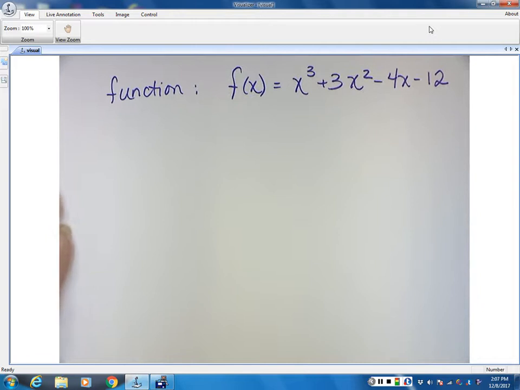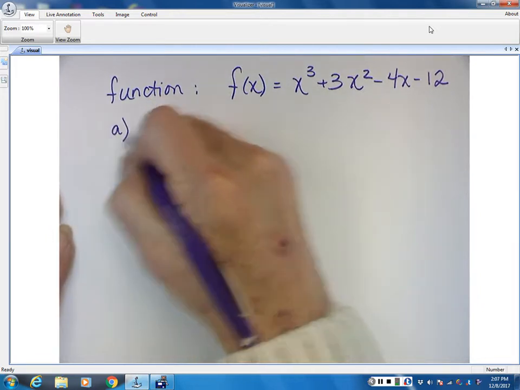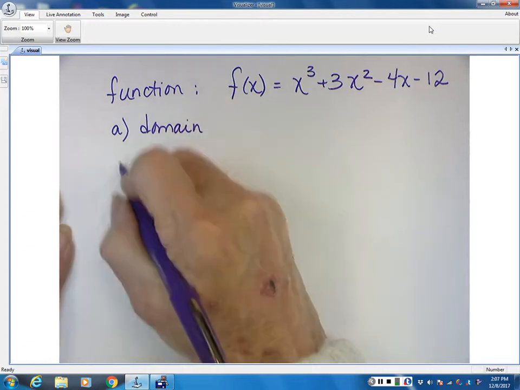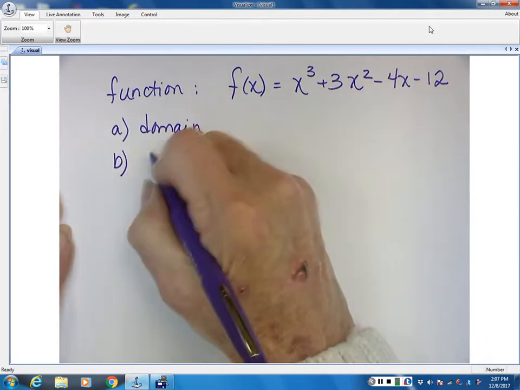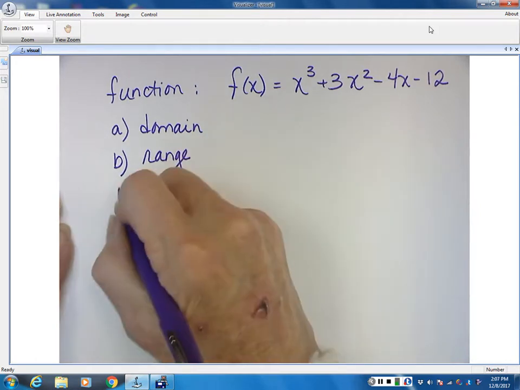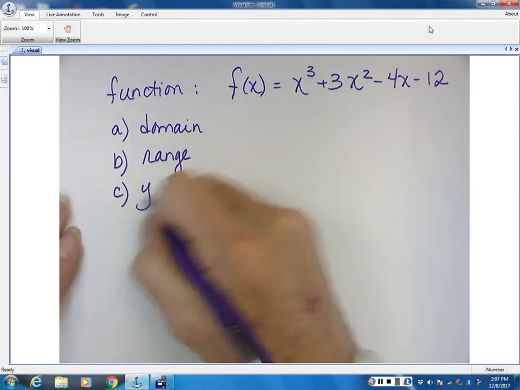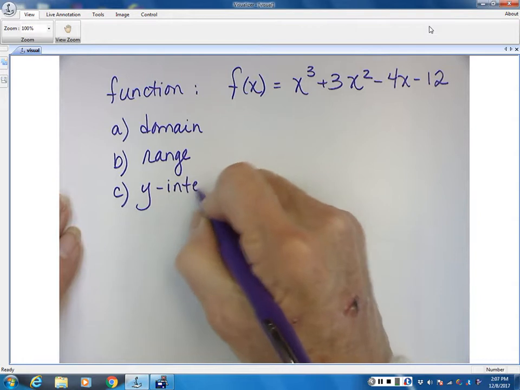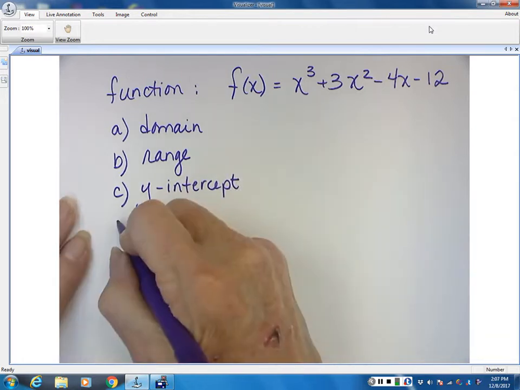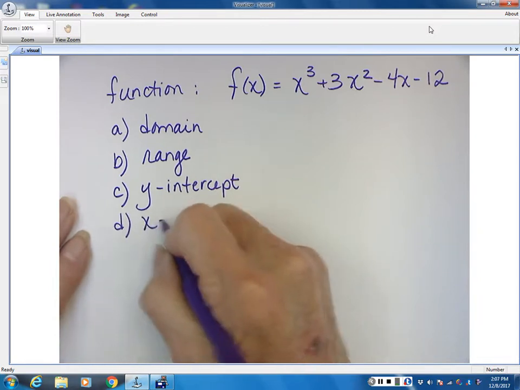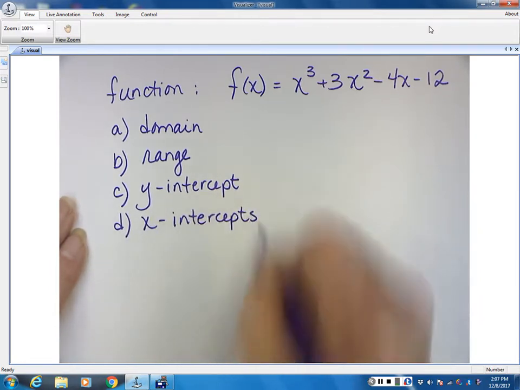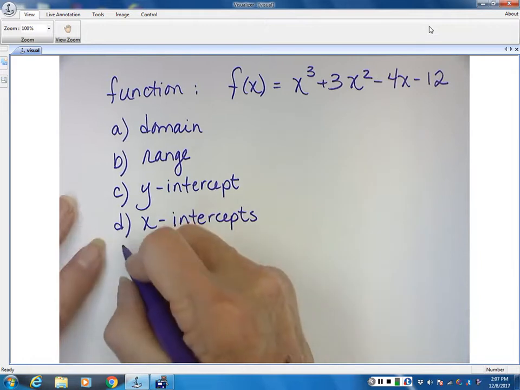The first thing it asks us for is the domain. The second thing it asks for is the range. Then it asks us for the y-intercept, and the x-intercepts. And then it says, is it even or odd and why?